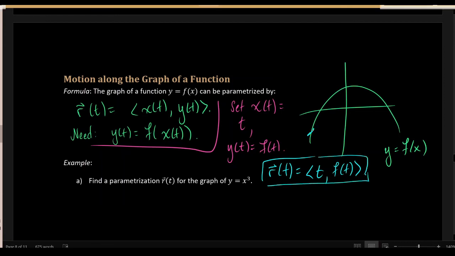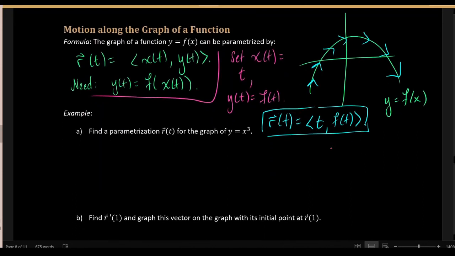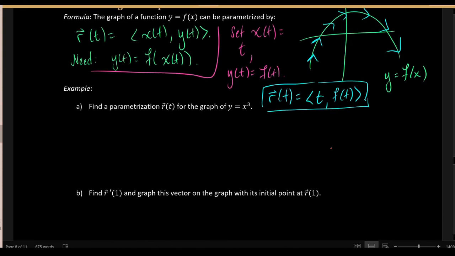This will, as t increases, steadily move from left to right along the curve. As t increases, the x component increases as well, and then the y component adjusts so that the height of the vector always is such that you're pointing to a location on the graph.